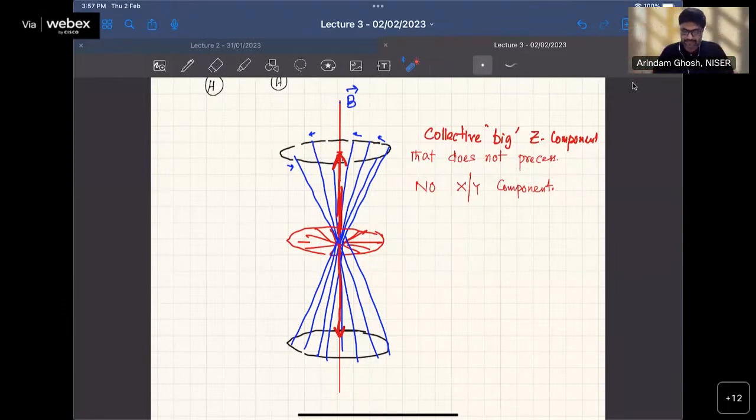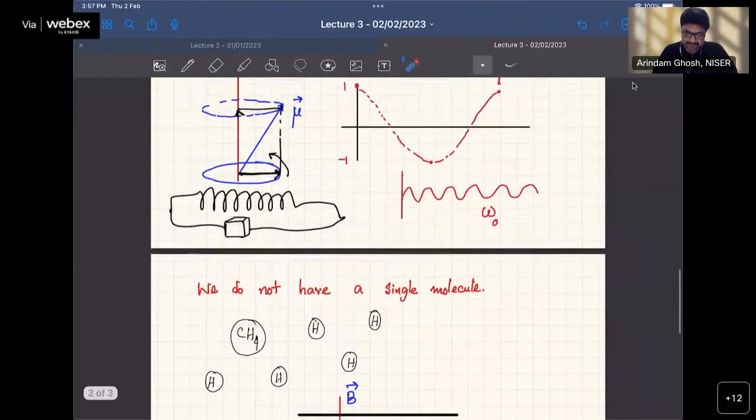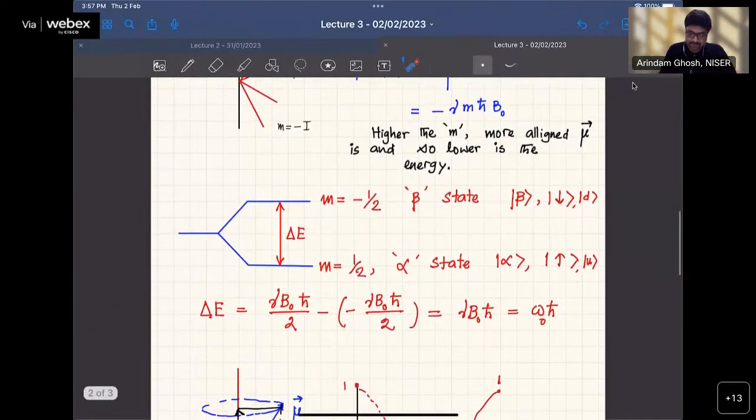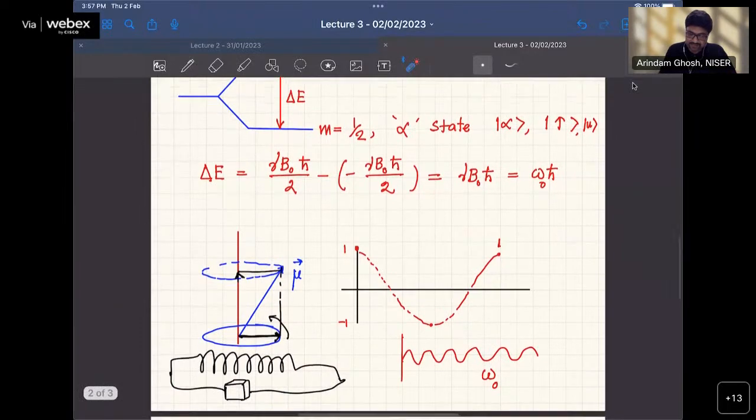Luckily, no, because between this alpha and the beta state, we can see that there is a small energy difference, correct? The energy difference is very small. I'll give you a few numbers today. We'll see how tiny that particular thing is. But nonetheless, we have an energy difference between these. And then we know that in a normal situation, nature always prefers to go to the lower energy. So that means we have a little more in the alpha state, which is the aligned one, correct? We have this aligned one, alpha state, than the beta state.